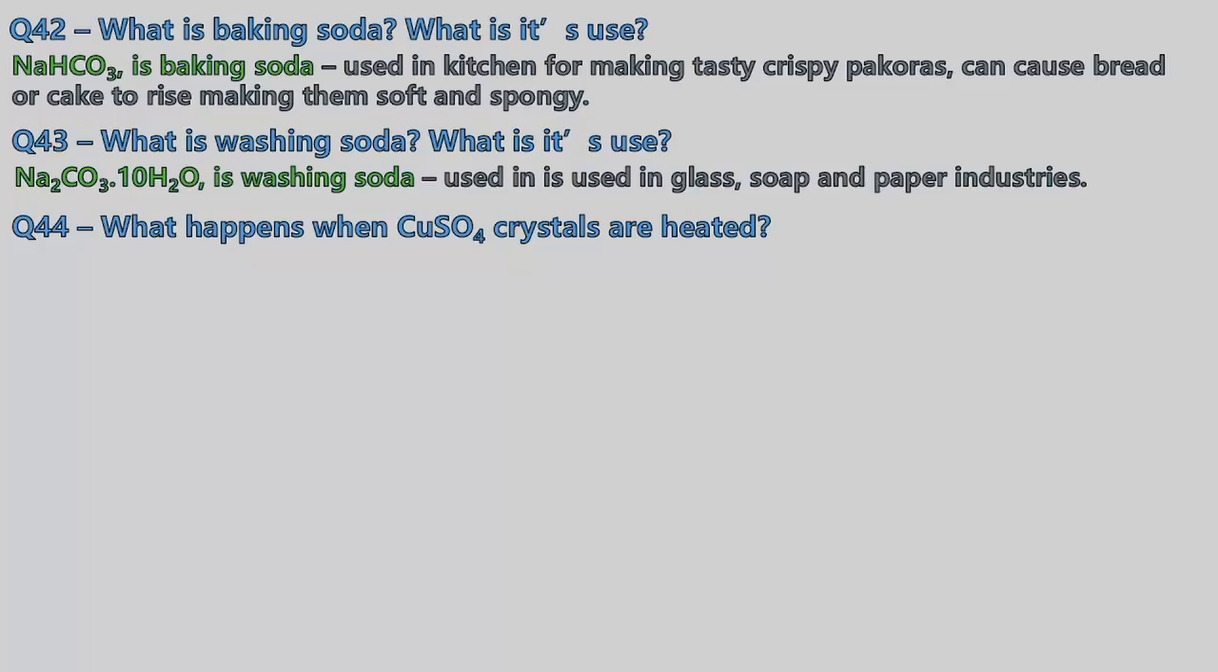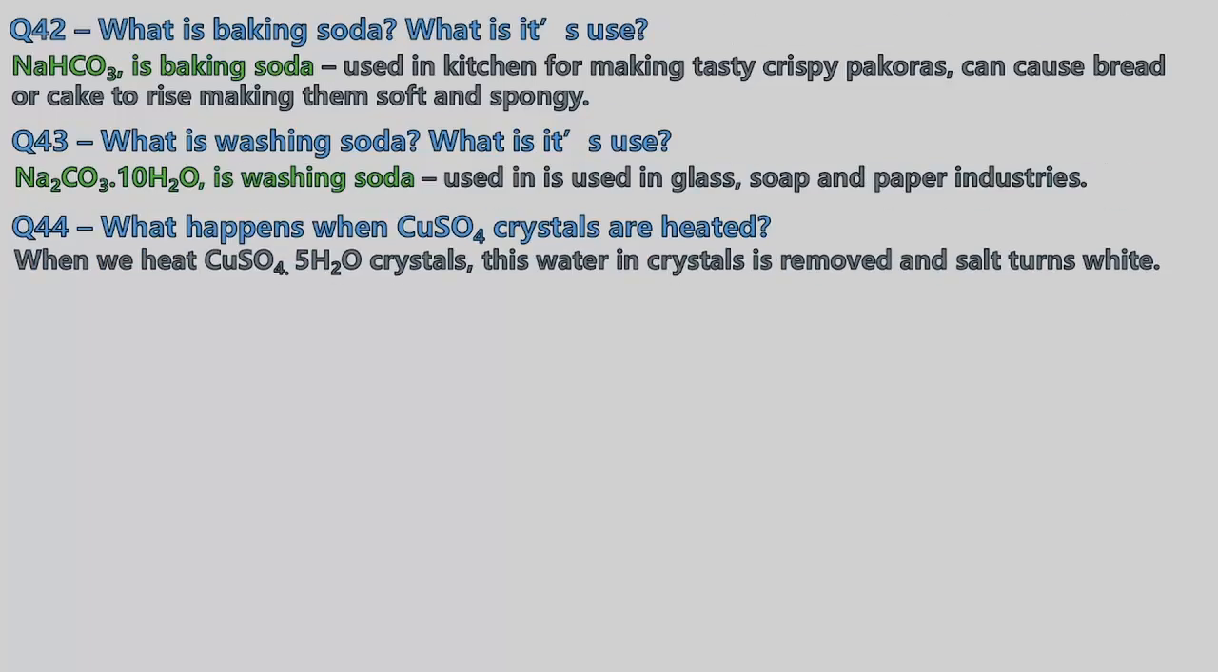What happens when CuSO4 crystals are heated? When we heat CuSO4·5H2O crystals, see, when it forms crystals, each molecule of copper sulfate, CuSO4, will have 5 molecules of water attached to it to form the crystal. When you heat it, this attachment gets broken and the water becomes steam, leaving only CuSO4 salt, copper sulfate salt, which becomes a white powder.